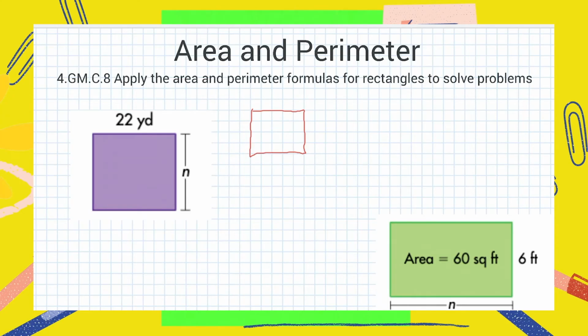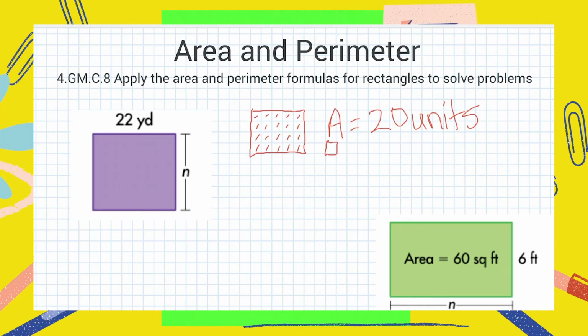Let's count them up. 1, 2, 3, 4, 5, 6, 7, 8, 9, 10, 11, 12, 13, 14, 15, 16, 17, 18, 19, 20. The area of this figure equals 20 units. It takes 20 of these individual units to cover the figure I drew.